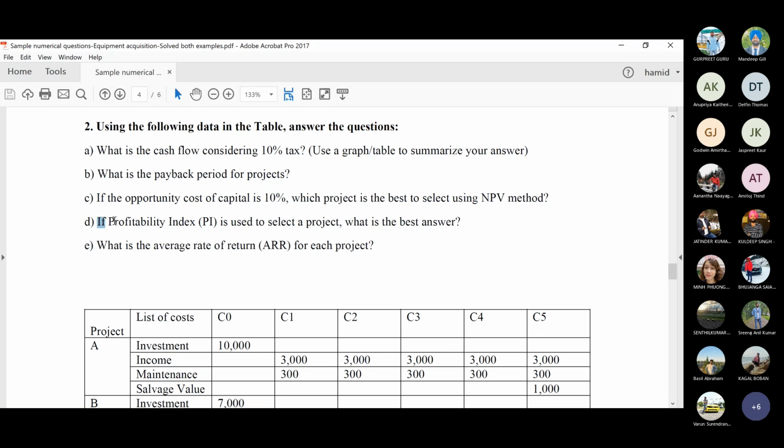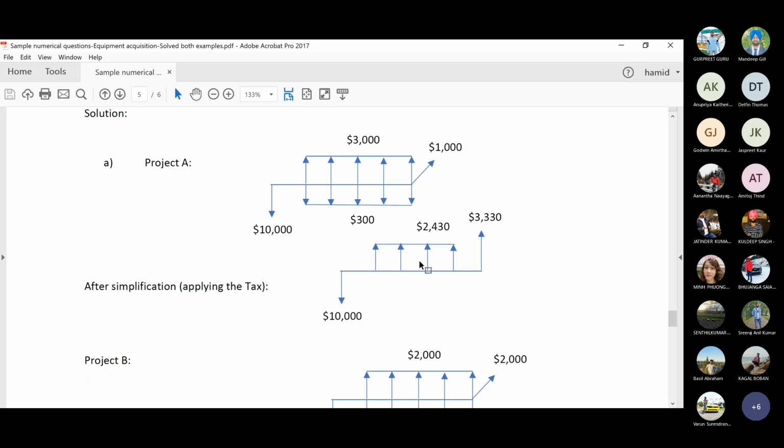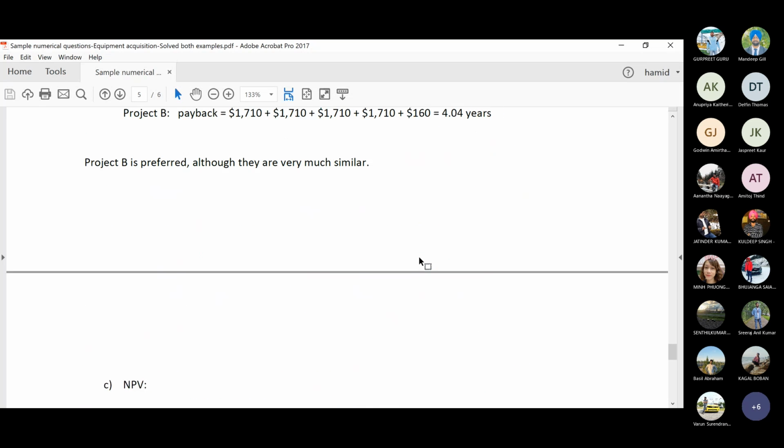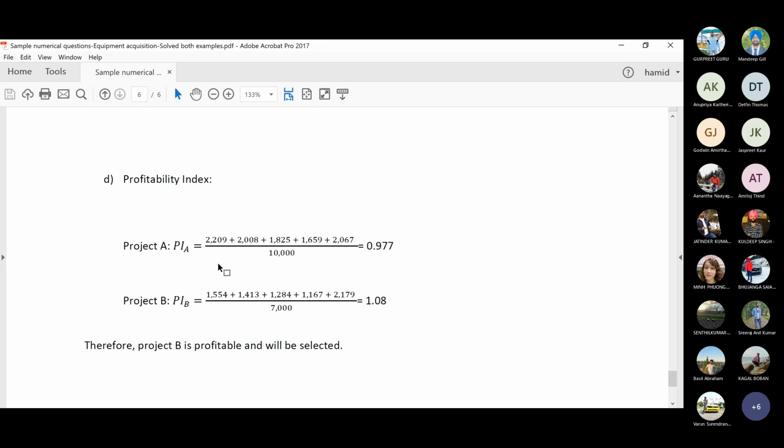You're welcome. So part D is asking about profitability index and which project is the best. And again, please do solve it by yourself. Solve more examples because otherwise in the exam you won't be able to pass. And a great portion of the final exam mark is related to numericals.